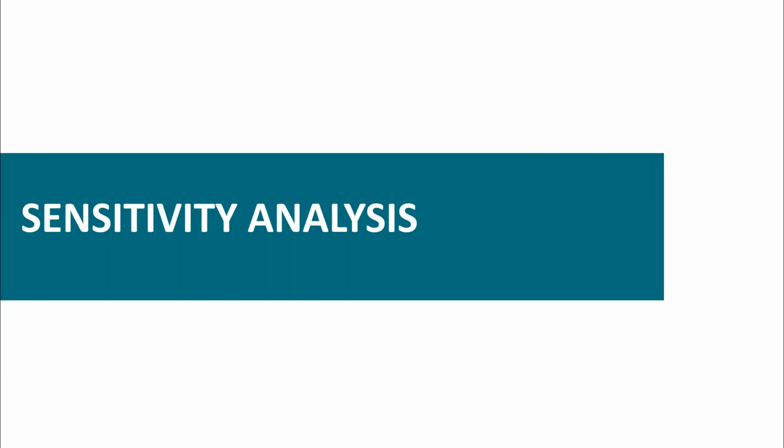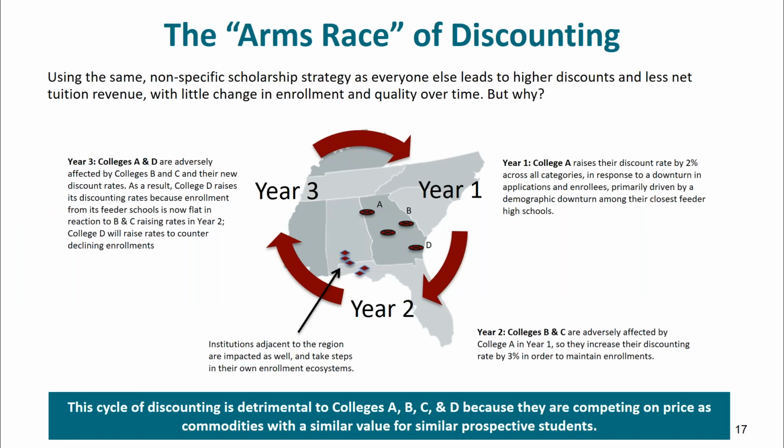Next I'm going to shift into talking more about the sensitivity analysis and the functionality that we've recently created. I thought I'd start by providing a little context around why we ended up going in this direction. I want to start with what we see as a fundamental challenge for a variety of institution types across the country, and that's what we're calling this arms race around discounting from a financial aid perspective.